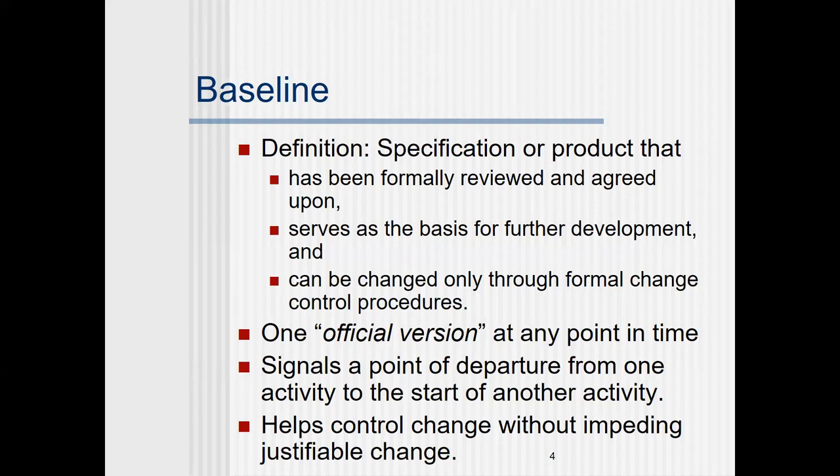A specification of the product that has been formally reviewed and agreed upon. A specification which was formally planned, taken to the client, reviewed, and agreed upon. Agreeing upon means two parties are involved: the developer as well as the client. What is the kind of agreement that they have? It serves as a basis for further development. This baseline version of the document is going to serve as the basis for any kind of further development. Keeping this as an origin, we go on developing further.